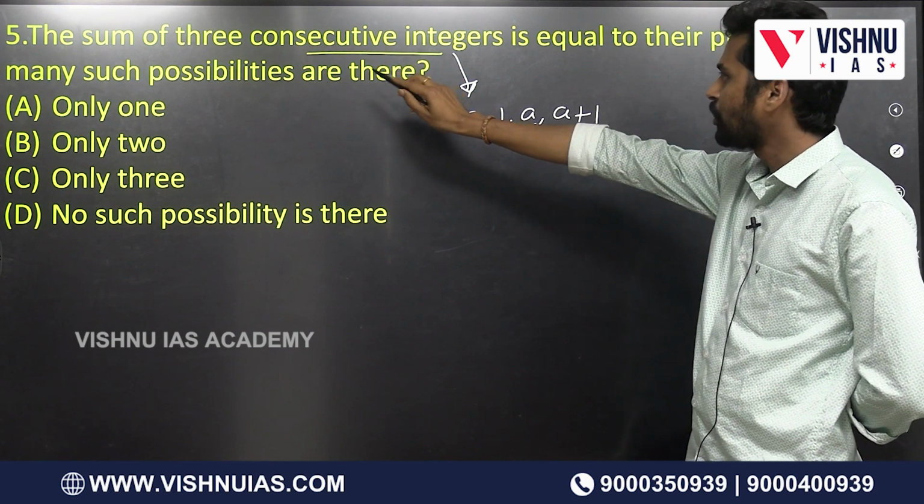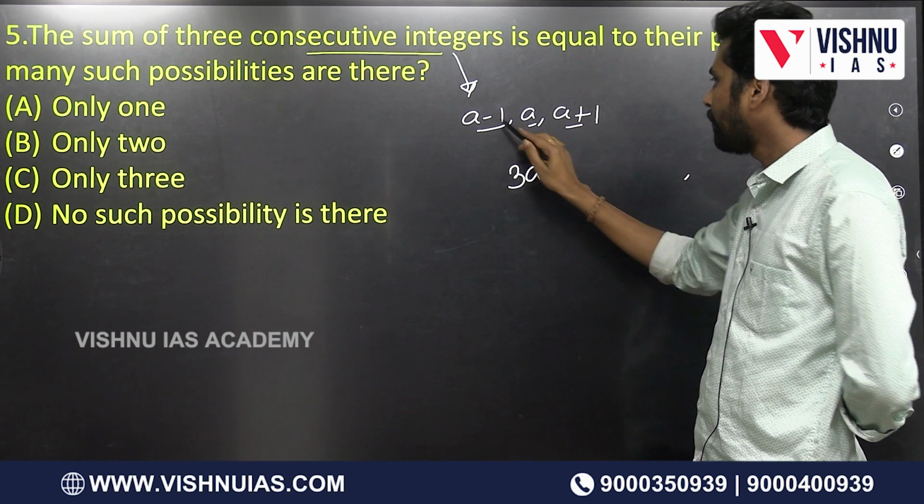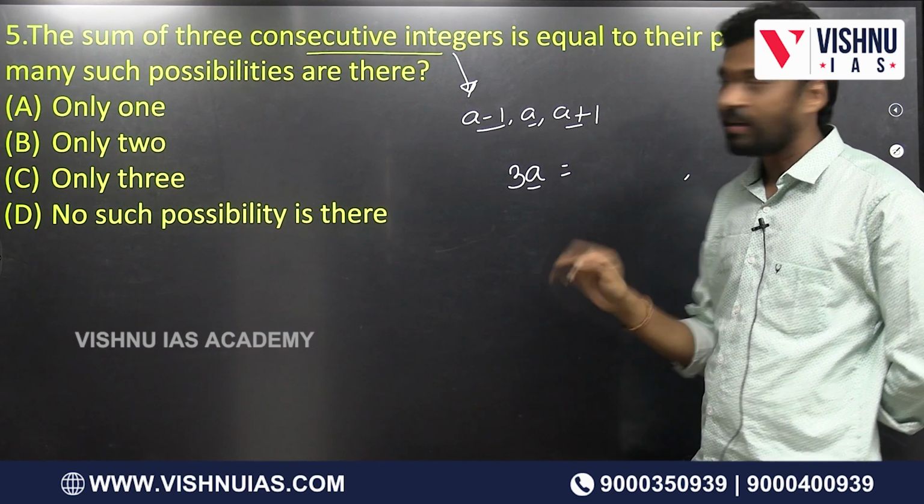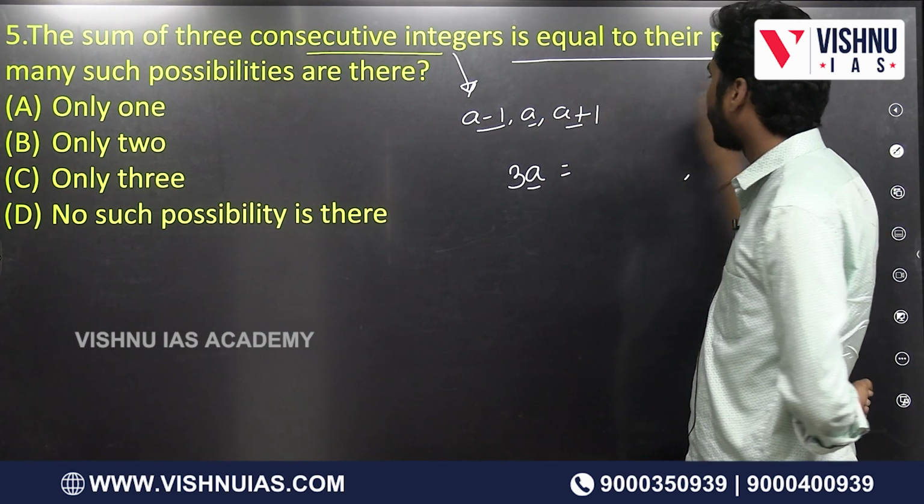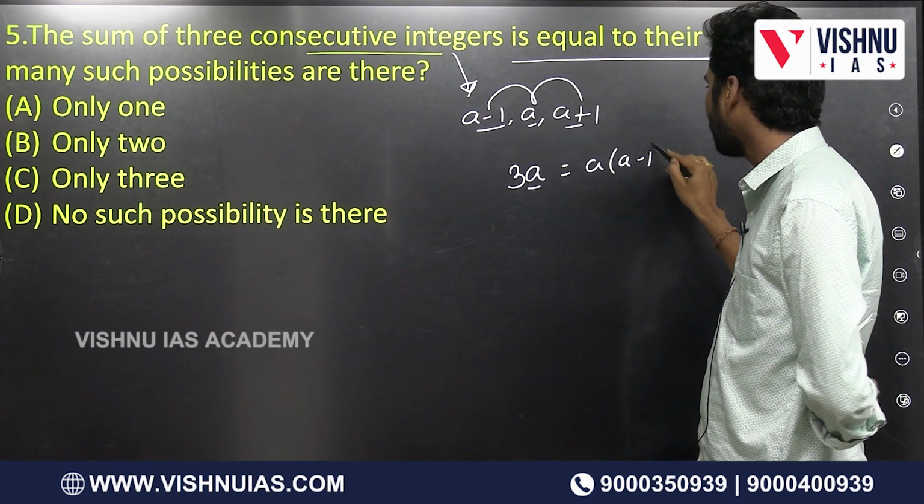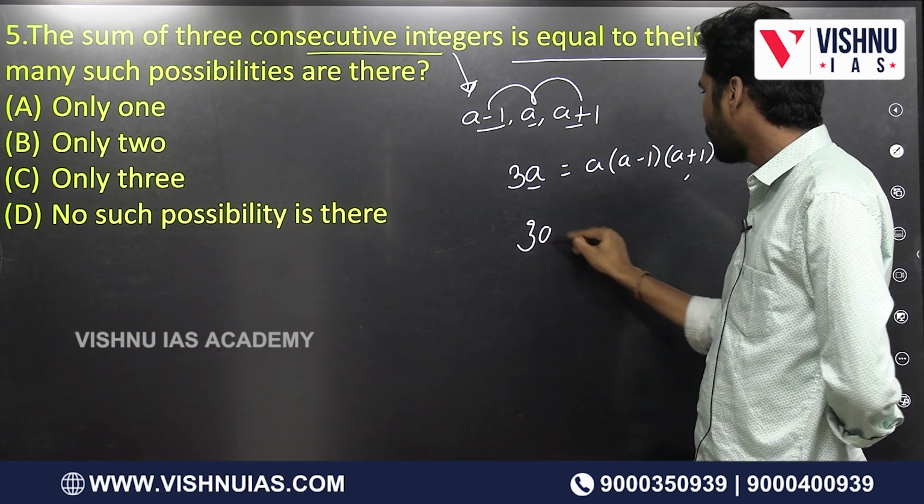So what is the condition? The sum of the three consecutive numbers. Sum means what? 3a. Here minus 1 and plus 1 get cancelled, which means it is left with only 3a. It is equal to what? The product of the numbers is equal to their product. Product means a minus 1 into a into a plus 1. Can I write it like this? a into a minus 1 into a plus 1. Okay. So 3a is equal to what?